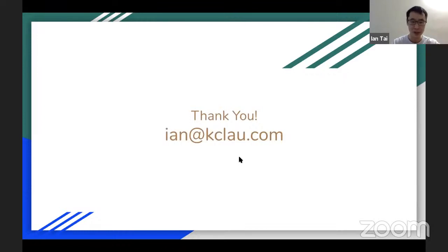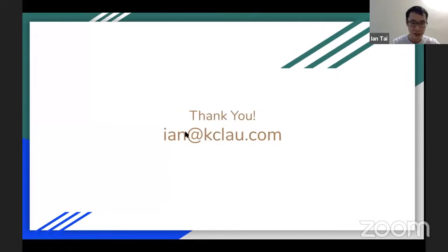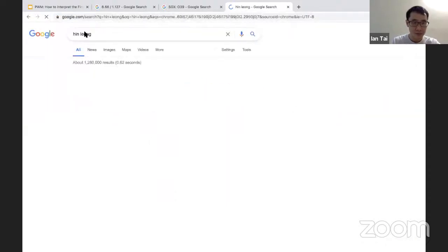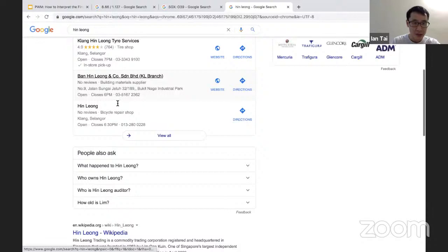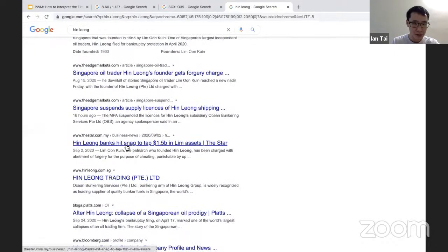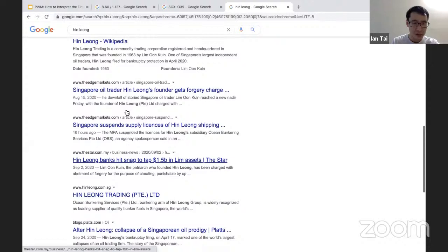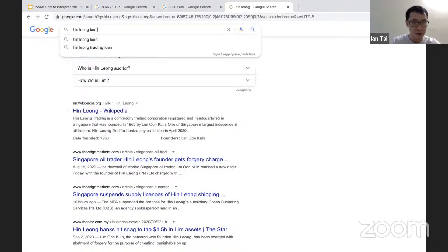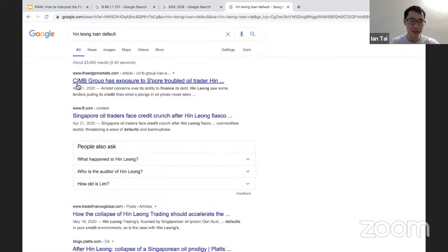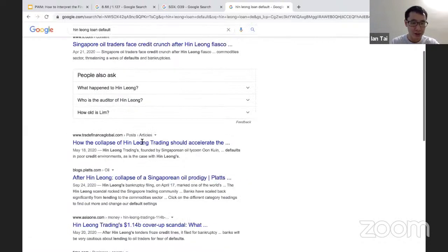Hin Leong maybe borrowed, it depends on how much they borrowed. The story has been there for quite some time, so let me see whether I can get the story. Hin Leong. So this is Singapore oil trader Hin Leong. Loan default or something like that. See, okay, one of the banks is CIMB Group. It says here already. But as to what extent, let's see.